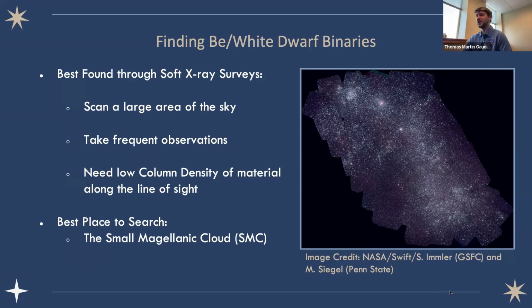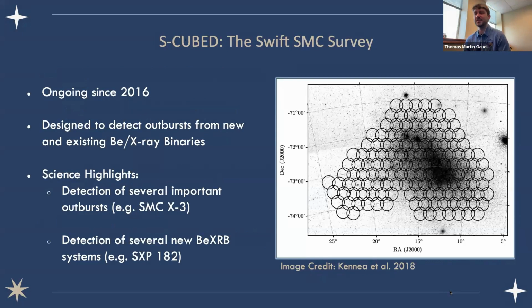So we found our target. This is a great place to search, and as we've said, many surveys have been done to reveal the high mass X-ray binary population of this dwarf galaxy. Now, the latest survey of this galaxy is the one that I have been working on since I started at Penn State, one that's been ongoing since 2016.